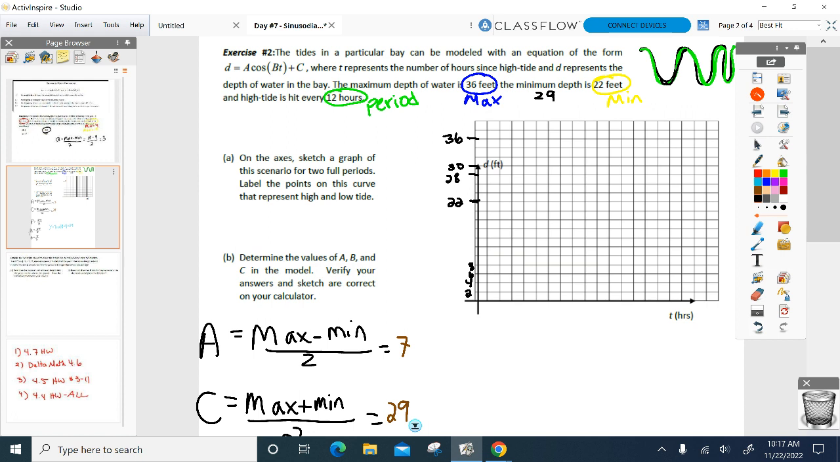Well, first of all, take a look. Go back to part A. What's it say? Sketch a graph of this scenario for 2 full periods, right? So I got to go and then go again. So I'm going to have 8 marks on this diagram. 1, 2, 3, 4. There's 1 period. 1, 2, 3, 4. Second period.